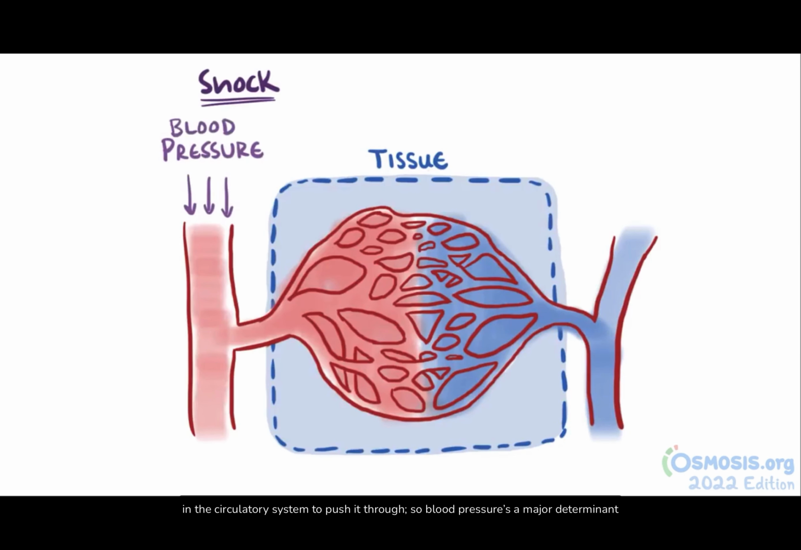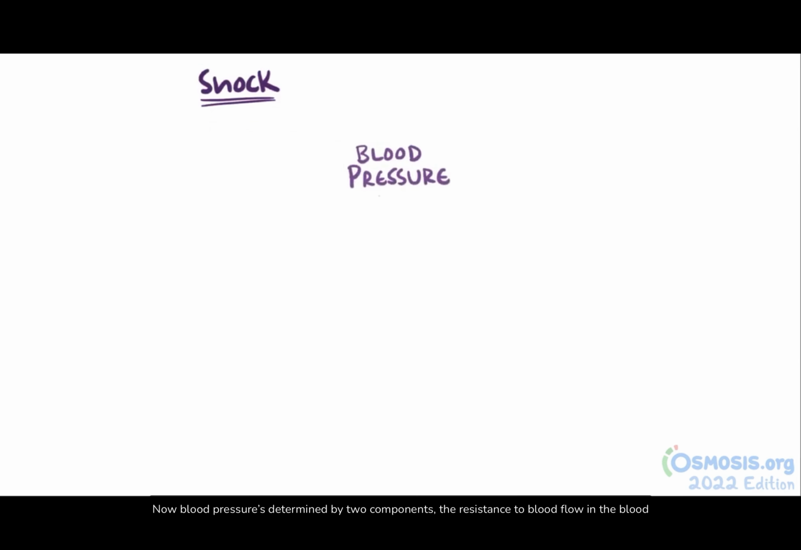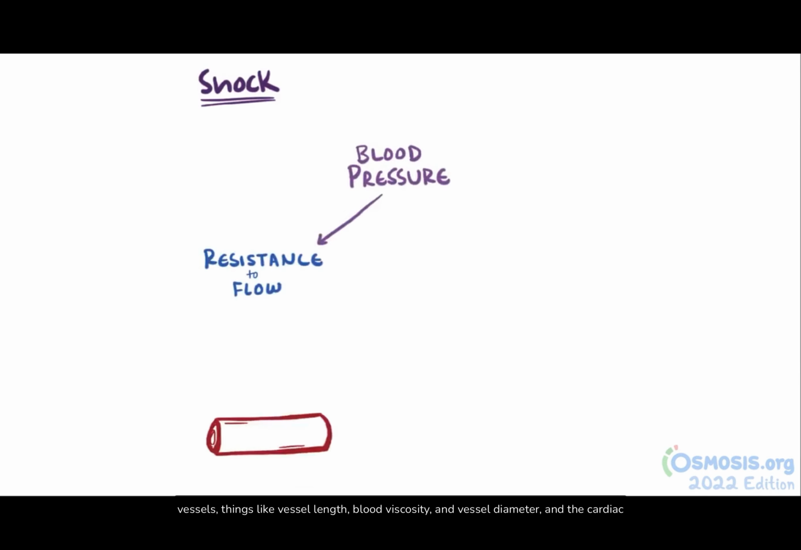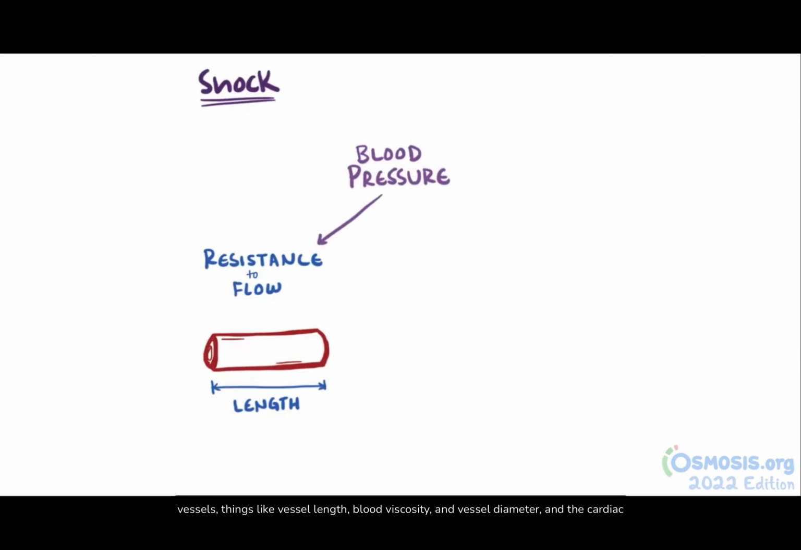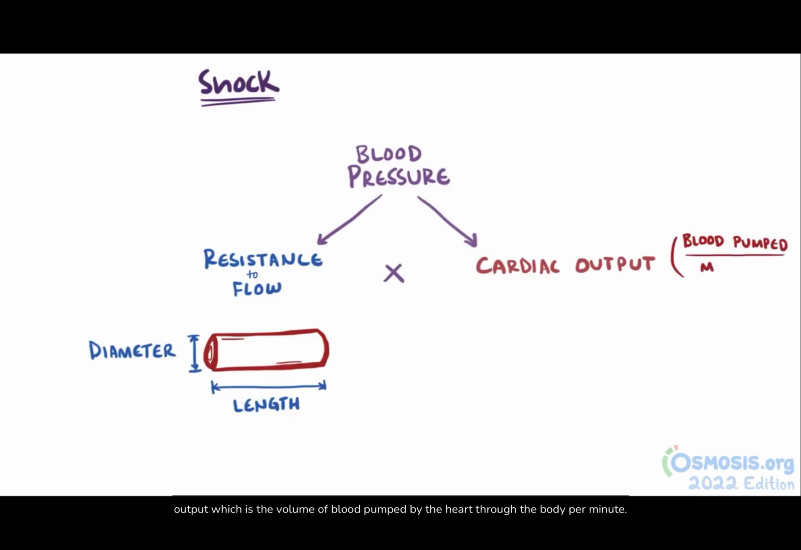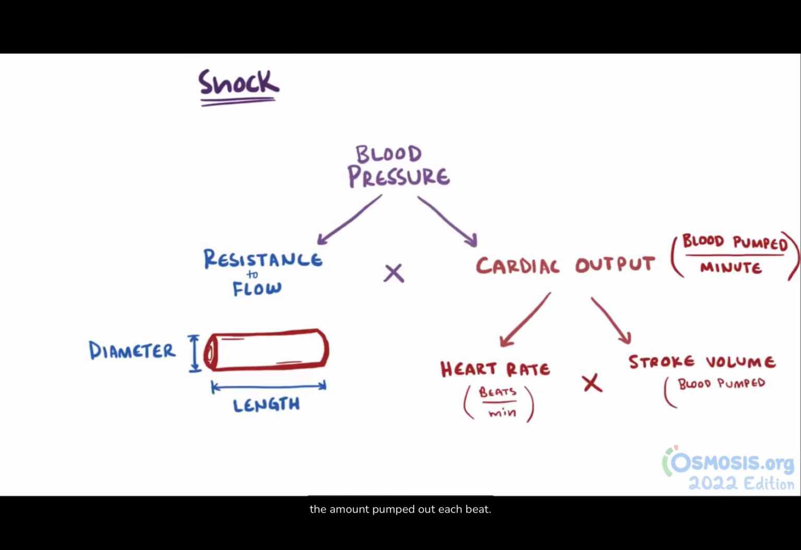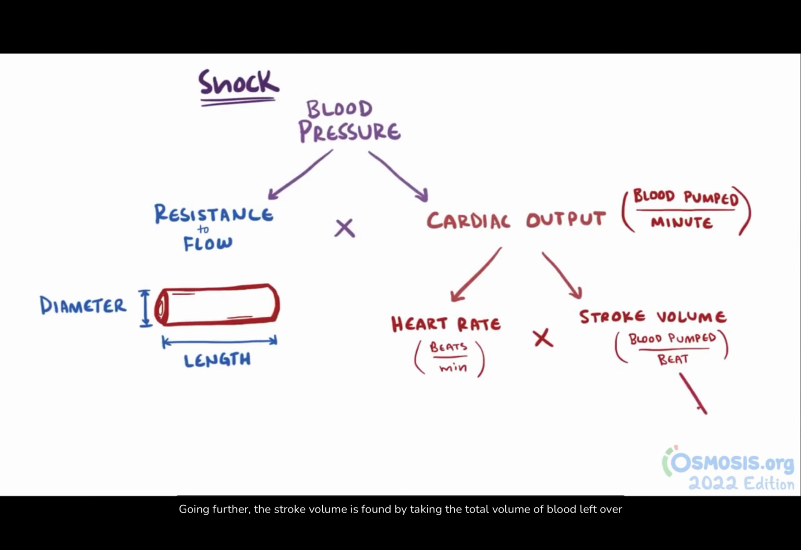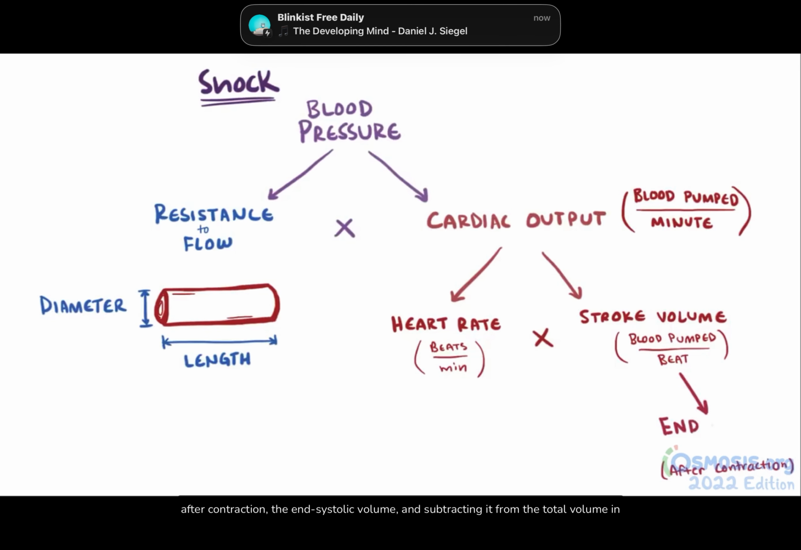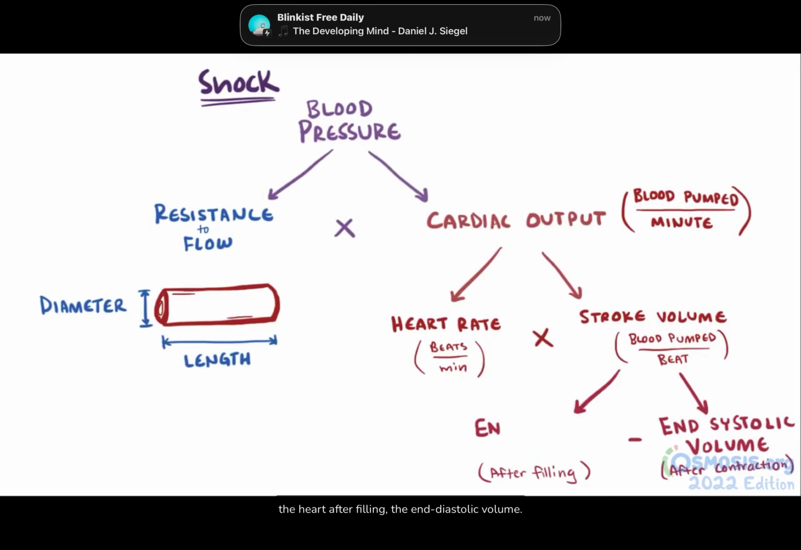So blood pressure is a major determinant for the amount of blood perfusing through tissues. Now, blood pressure is determined by two components: the resistance to blood flow in the blood vessels, things like vessel length, blood viscosity, and vessel diameter, and the cardiac output, which is the volume of blood pumped by the heart through the body per minute. And you can break that into heart rate, the number of beats per minute, times stroke volume, the amount pumped out each beat. Going even further, the stroke volume is found by taking the total volume of blood left over after contraction, the end systolic volume, and subtracting it from the total volume in the heart after filling, the end diastolic volume.